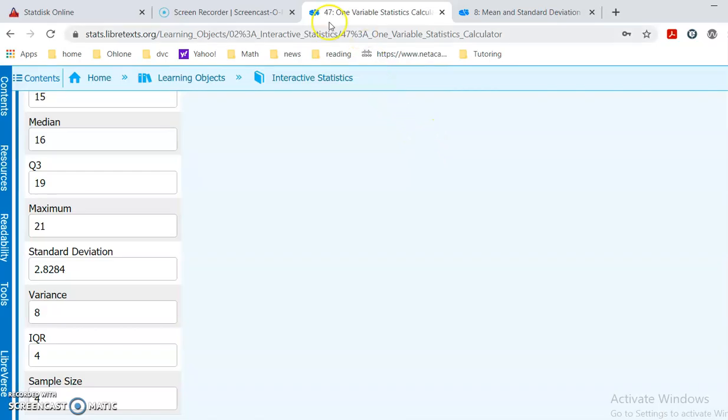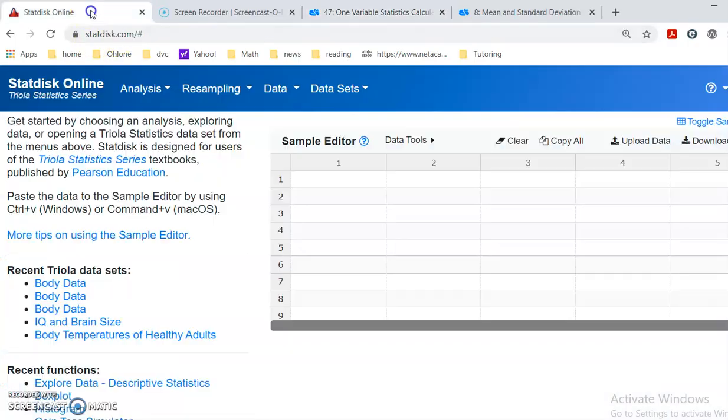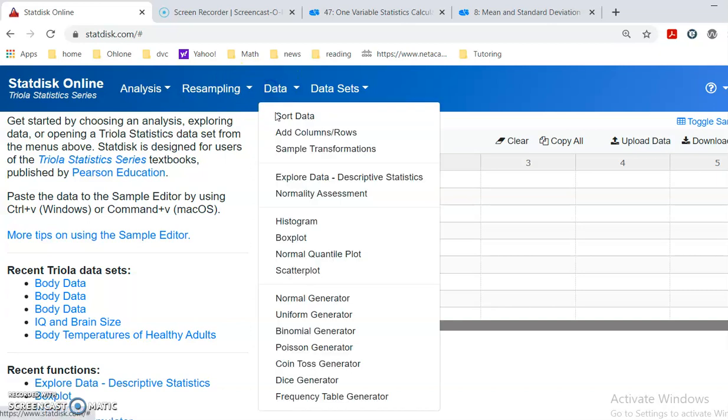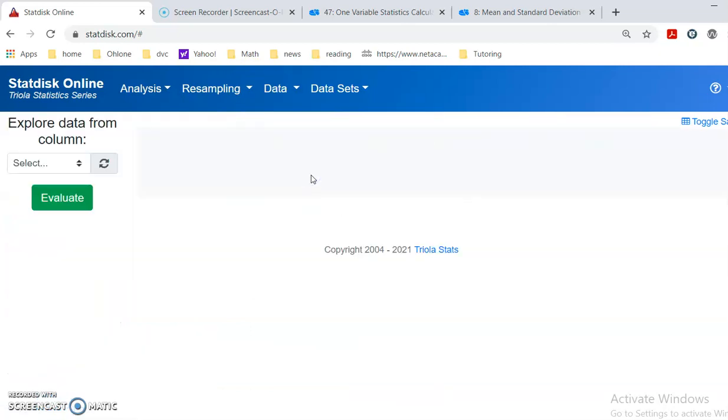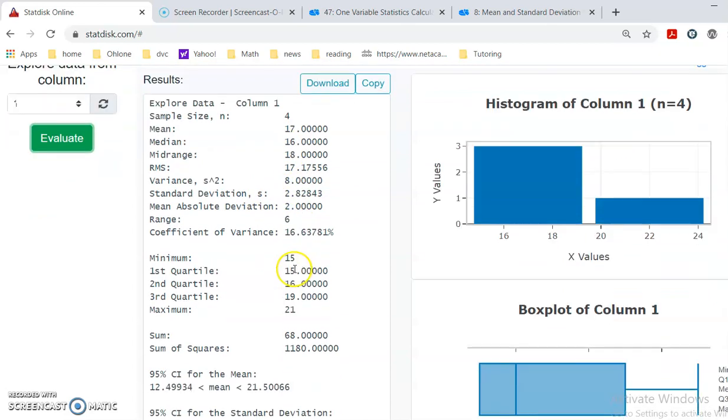And if I want to do it with statist, do I have time? Yes, I have time to do statist. So 15, 15, 17, 21. And then I go to data, explore data, descriptive statistics, column 1, evaluate. The standard deviation is right here, 2.8, and the range 6.